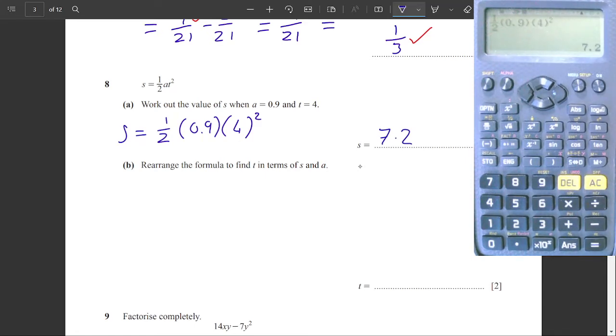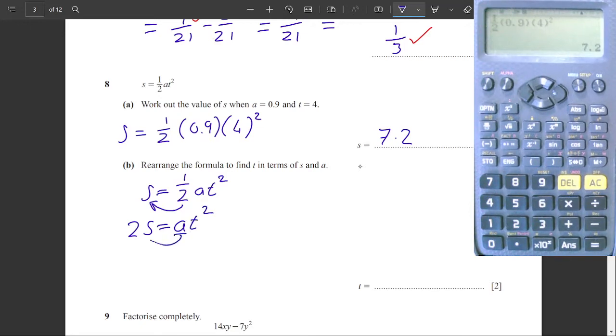Now we're rearranging the formula to make T the subject. The secret here is always to start as far away from T as possible. If T was a number, first it will be squared, then it will be multiplied by A, and then it will be halved. So first we deal with a half. We take this 2, we multiply it on the other side. So 2 times S is 2S equals, that 1 is 1 times everything, so it can fall away.